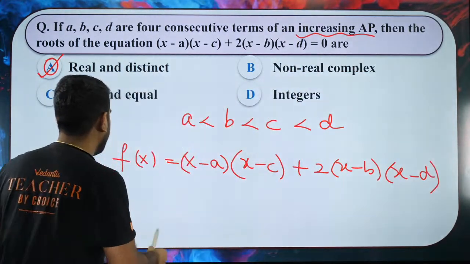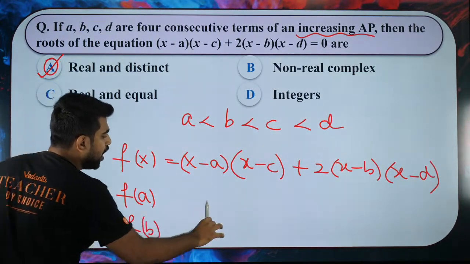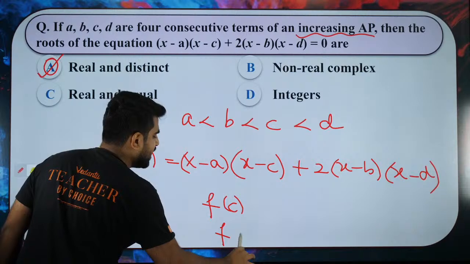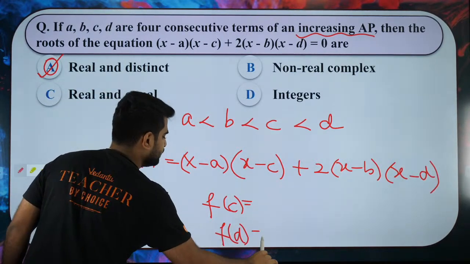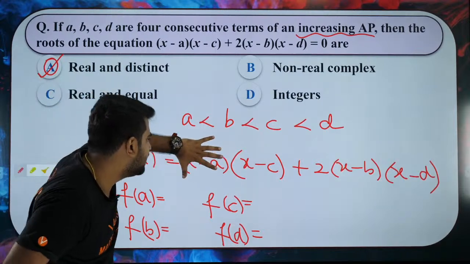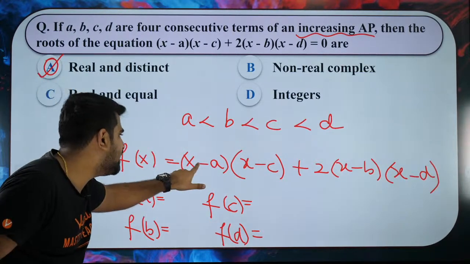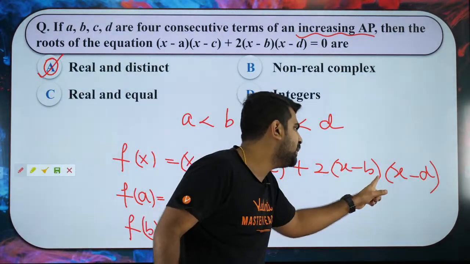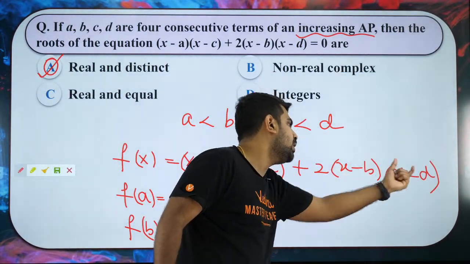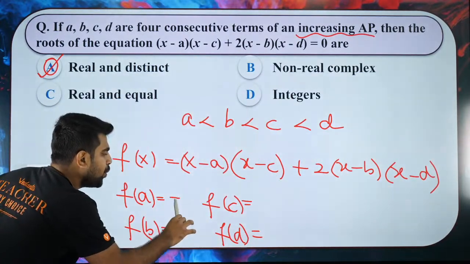Okay, so now we will find out f of a, f of b, f of c, f of d. Can you tell me whether they are positive or negative? That alone is enough. F of a means I will put a in the place of x, so it will become 2(a minus b)(a minus d). Both will be negative. Negative into negative will be positive. So f of a is positive.